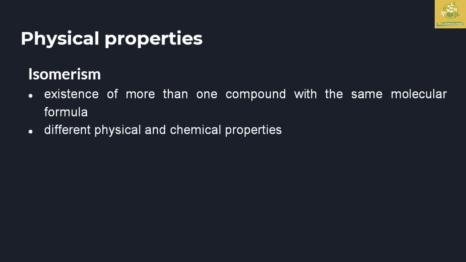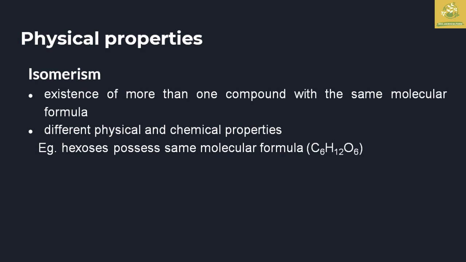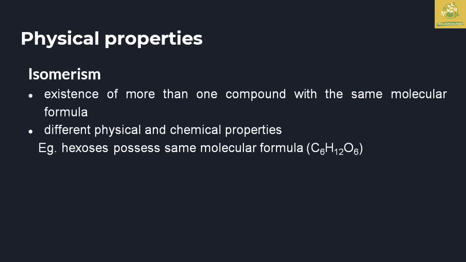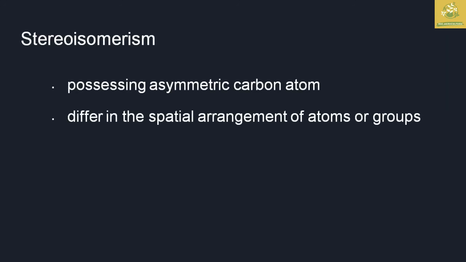They have different physical as well as chemical properties, but the same molecular formula. Example, hexoses possess the same molecular formula of C6H12O6, but they give glucose and fructose, having the same molecular formula. And the next one is stereoisomerism.